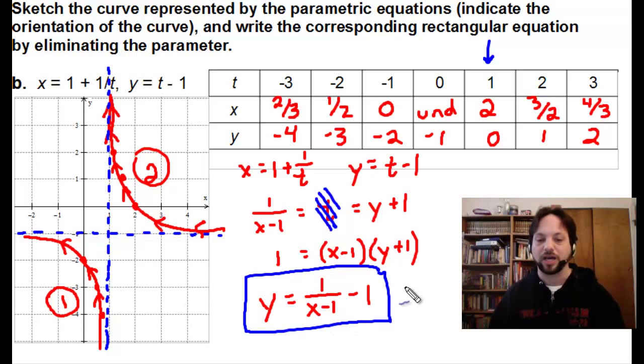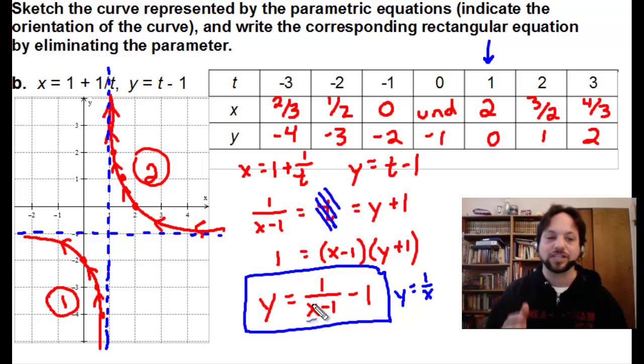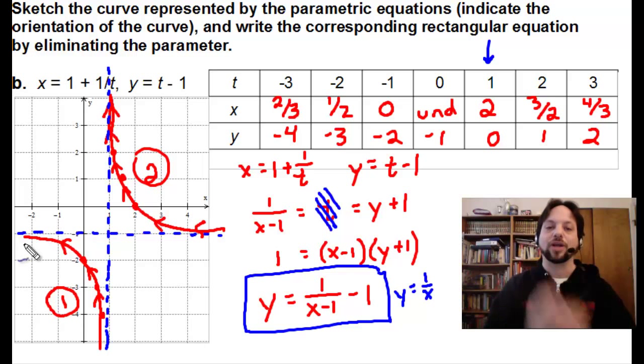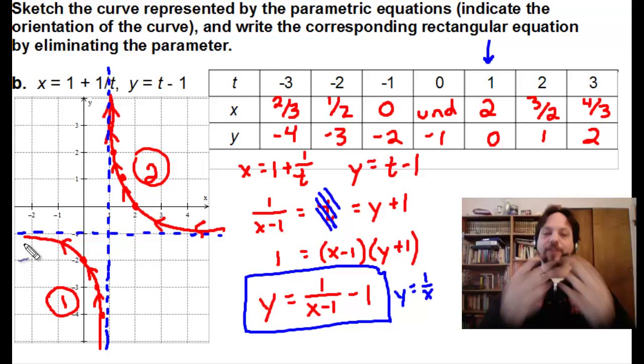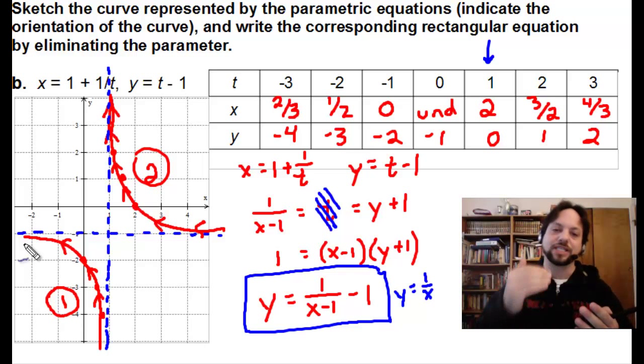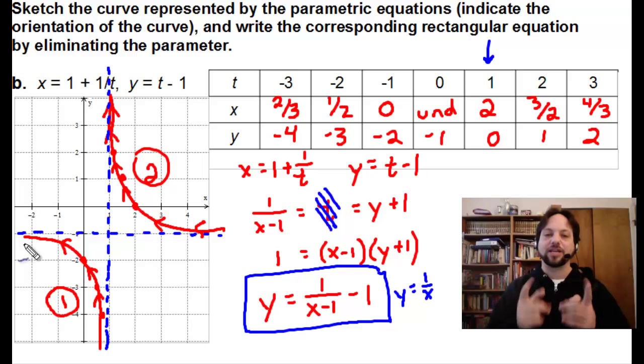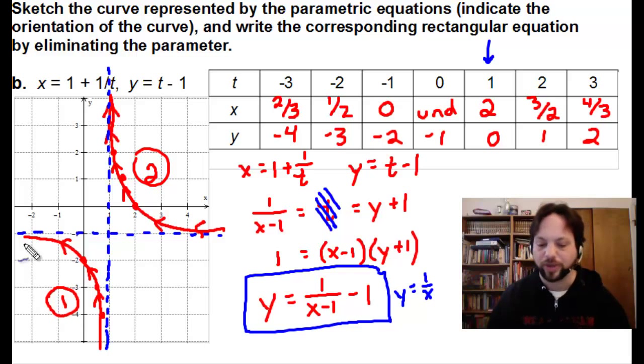Furthermore, if you're familiar with the parent graph of this, in other words, the graph of y equals 1 over x, this is simply a transformation that is 1 to the right and 1 down. So 1 to the right causes my vertical asymptote, and 1 down causes this horizontal asymptote. So I was correct with both of my asymptotes, even though I looked at them in the parametric sense. So that's how all this is done. You fill out a table of values, you graph the points in a time-wise manner, and then you solve both equations for t, set them equal, and solve. You get your rectangular equation.